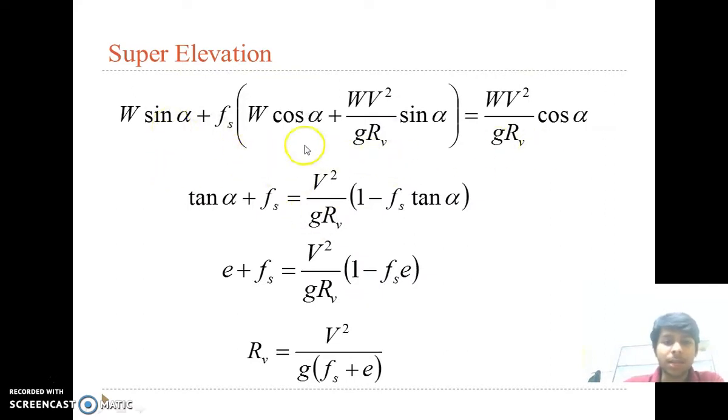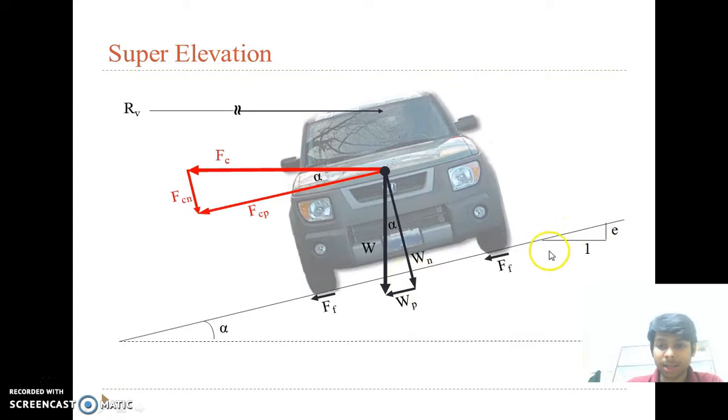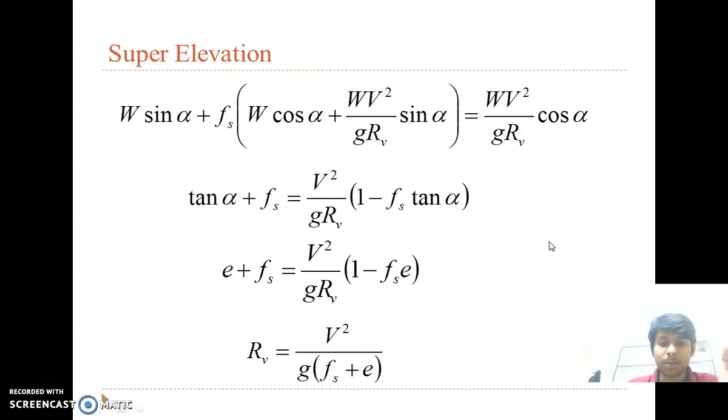By equating these two terms and dividing the whole equation by cos alpha, we will get tan alpha, where f is our coefficient of friction, V is the speed of the vehicle, g is acceleration due to gravity, and R is the radius of curvature. In this case we are considering tan alpha equal to e. As you can see in this figure, this is e, the distance per 1 meter. So from this equation we can see that e plus f equals V square upon g into R.